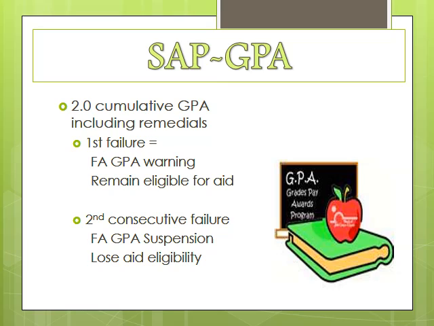The first failure of not maintaining that 2.0, you'll be placed on financial aid GPA warning, and you will continue to be eligible for aid. But the second consecutive failure, you will be placed on suspension and lose eligibility for aid.